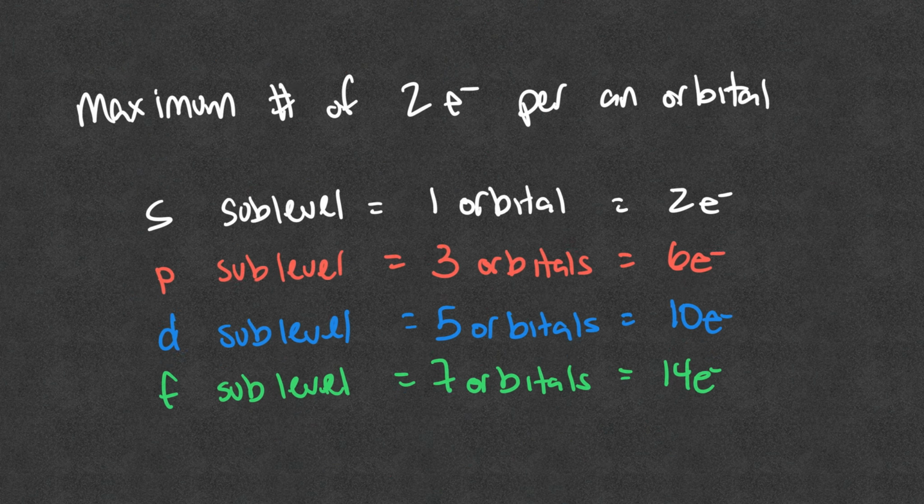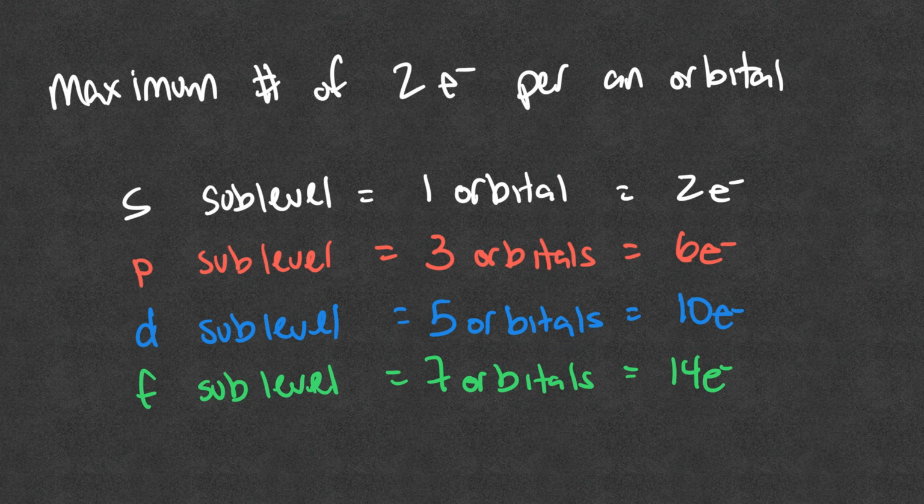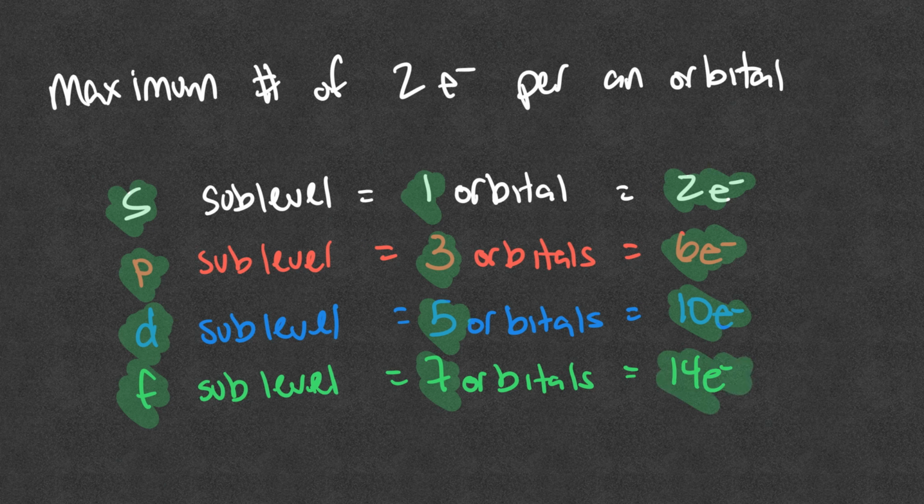So when you think about this altogether, because the S sublevel has 1 orbital, you can have a maximum of 2 electrons. Because the P sublevel has 3 orbitals, we have a maximum of 6 electrons. Because the D sublevel has 5 orbitals, you have a maximum of 10 electrons, and because the F sublevel has 7 orbitals, you have a maximum of 14 electrons. So there you go. That's the electron address.